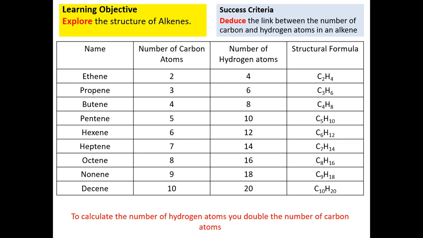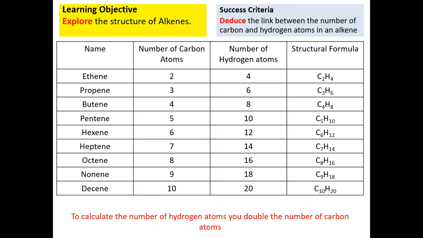Now, what you can be asked is, you can be given a formula with random numbers in, and you've got to identify whether it is an alkene or an alkane. That's now very simple to do because you can just look at the relationship between the number of carbon atoms and the number of hydrogen atoms. If all you're doing is doubling it to get the hydrogens, then you know it's an alkene. If you've doubled it and added 2, then you know it's an alkane.